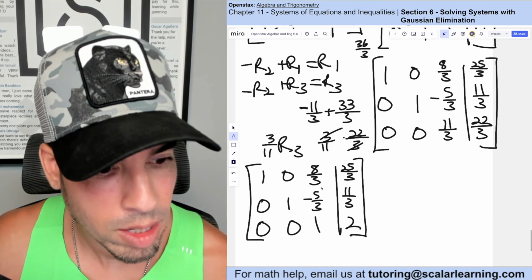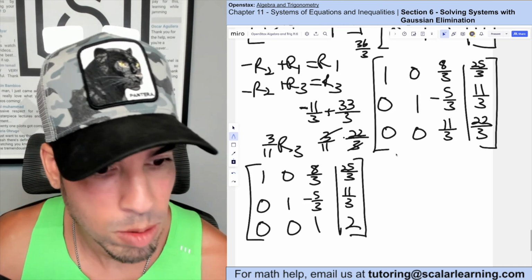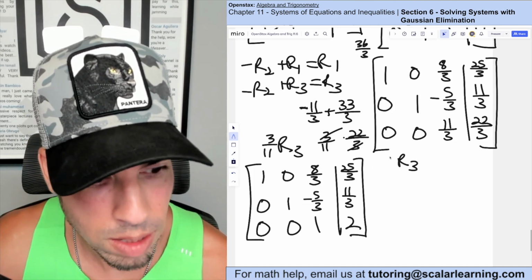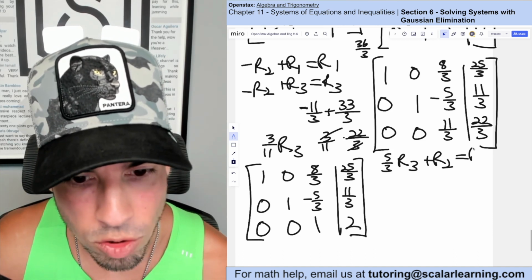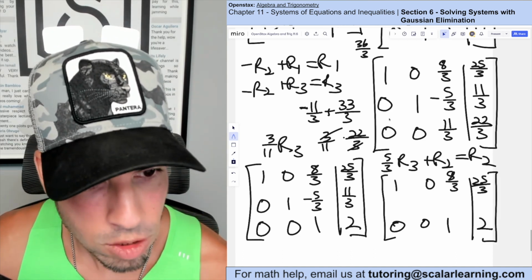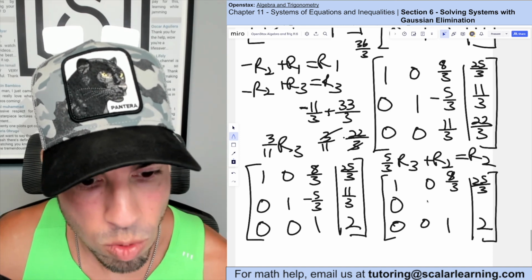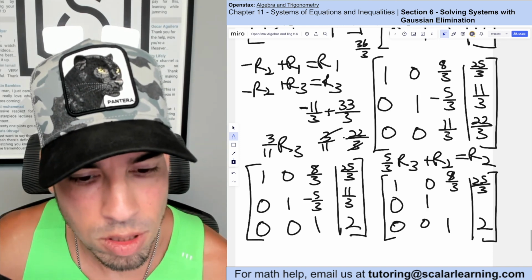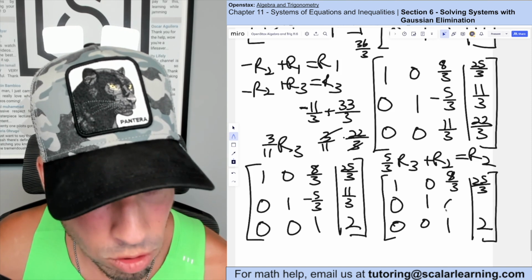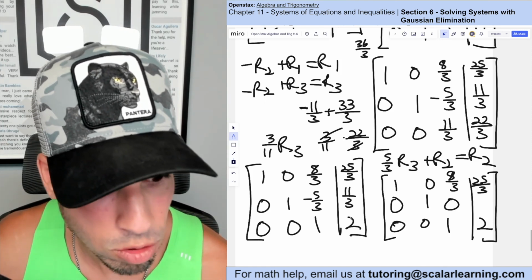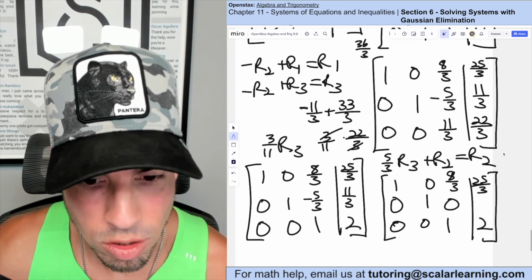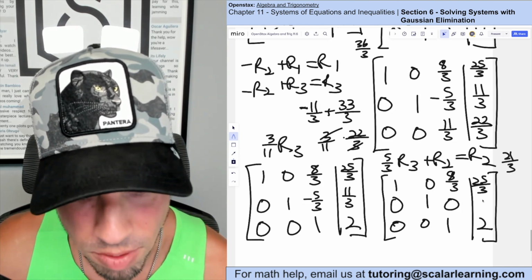Okay. Now we got to flip both of these to 0. First, I'm going to multiply row 3 by 5/3 positive, add it to row 2 to get a new row 2. Let's write that out. So we got 0 plus 0 is 0. 0 plus 1 is 1. 5/3 times 1 plus negative 5/3 is 0. And then 5/3 times 2 is 10/3 plus 11/3 is 21/3, which simplifies to 7.